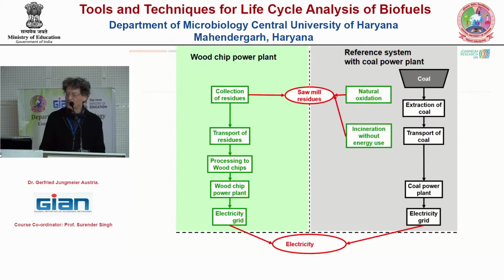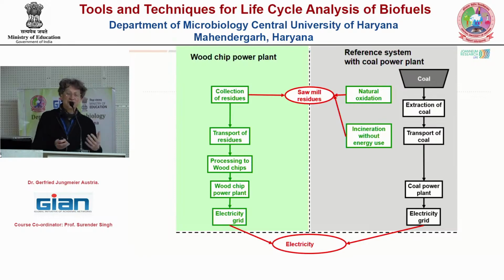And for example, if we use sawmill residues for this power plant, the question is what happened to them before you start using them. In that case, it was an Australian case study. On one hand, natural oxidation takes place, because a pile of wood sooner or later disappears and all the carbon is re-emitted into the atmosphere without energy use, and that has to be considered. It's the same if you take forest residues directly from the forest.